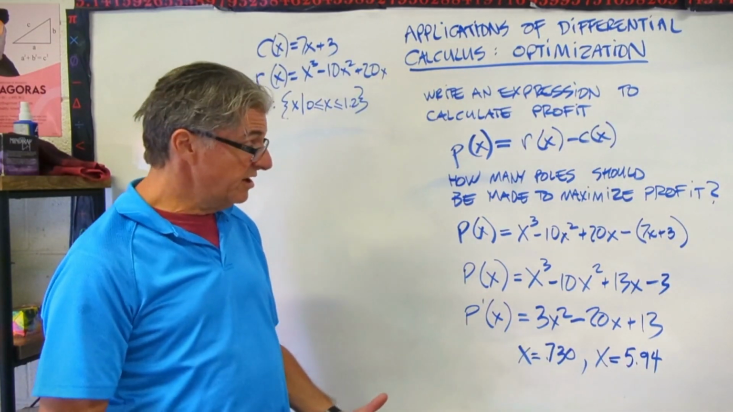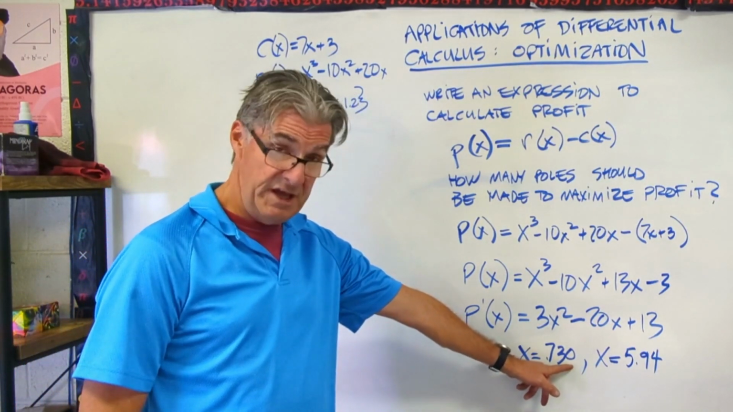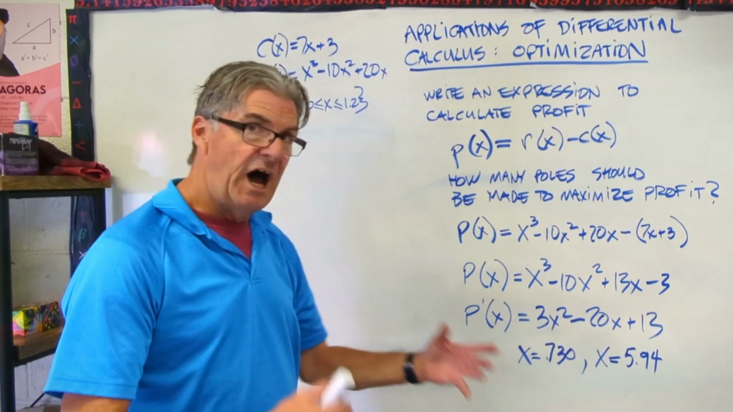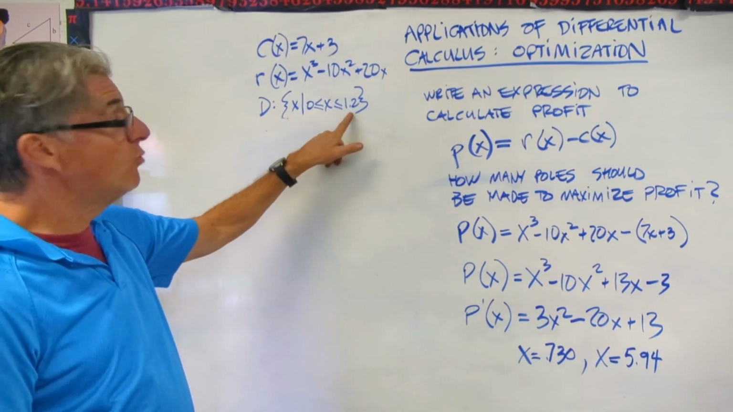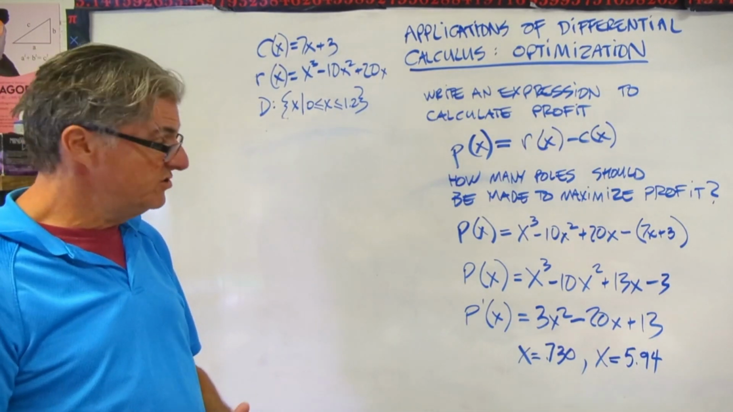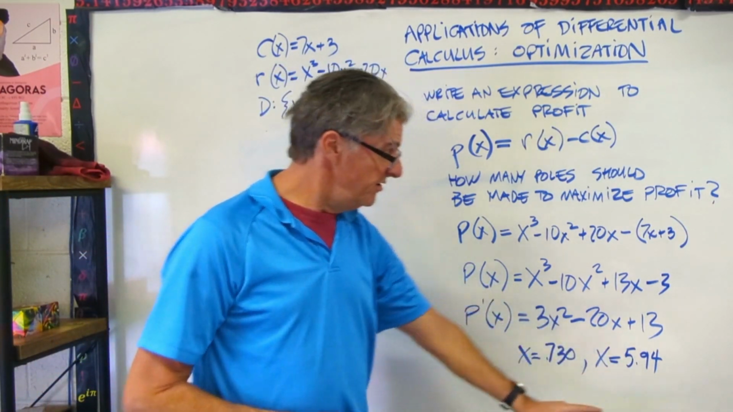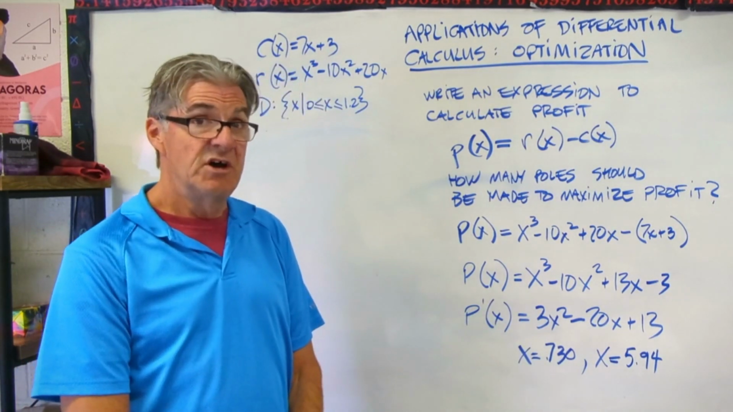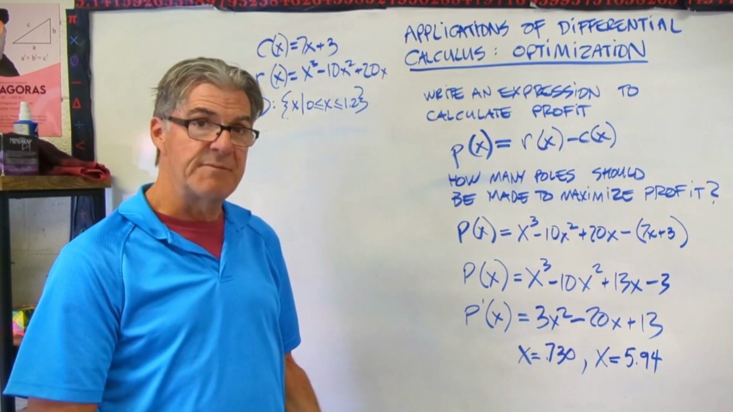Okay, so my calculator gives me two values here. It gives me x equals 0.730. Okay, cool. And it gives me also x equals 5.94. Now, I can throw one of these away. My domain has to be between 0 and 1.2 because I could only make 1,200 polls or 1.2 batches. So this value is not good for this problem. So this one would be my solution, which is 0.73 batches or 730 polls. That's what would maximize my profit.